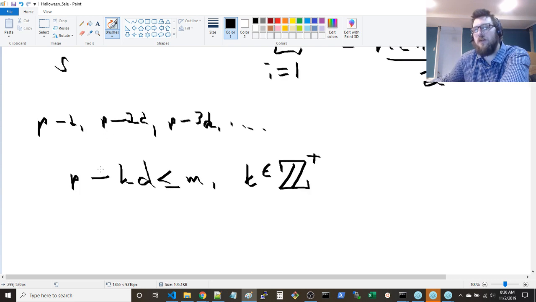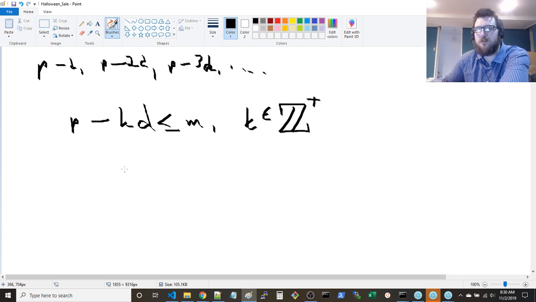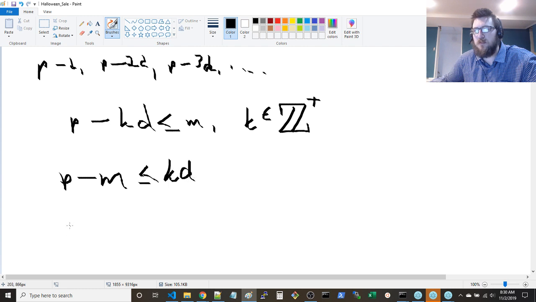So what does that mean? Solve for K is really what we want. We want to know what K is supposed to be. You could do it this way, I think it's better. P minus M is less than or equal to KD, and then K is greater than or equal to P minus M over D, right?